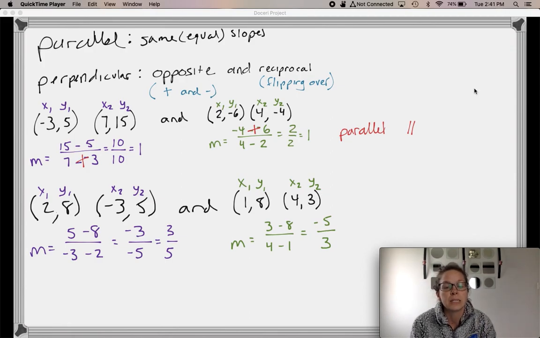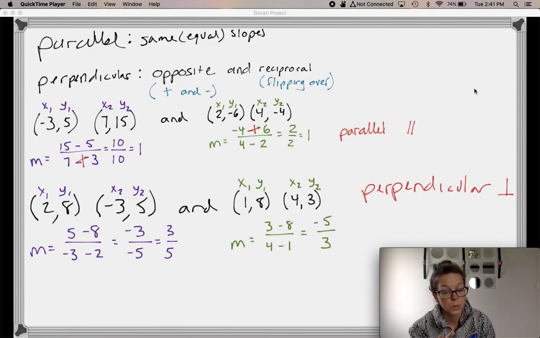Perpendicular needs to be opposite. One of them positive, one of them negative. Yes, that works out. The first one's positive, the second one's negative. And reciprocal. We need to take that fraction and flip it upside down. 3 over 5, 5 over 3. Yes, that works out as well. So because both of those things are true, opposite and reciprocal, these lines are going to be perpendicular. Or we can use our geometry symbol of that upside down T.